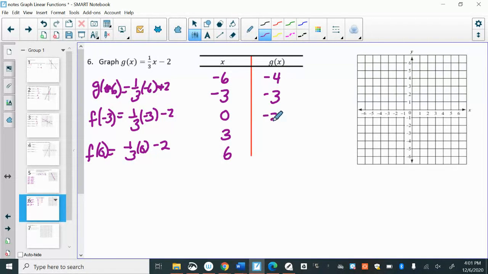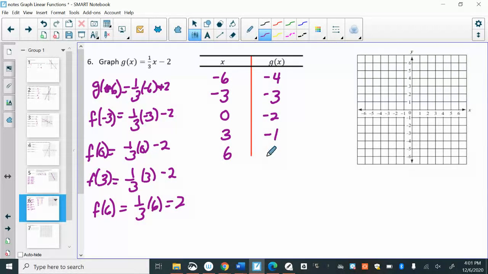You may kind of catch on to the pattern that's taking place. It is linear, so there should be a pattern. What do we do? G of 3, so 1/3 times 3 minus 2, so it's 1 minus 2, that's -1. The last one I'm choosing is g of 6. It's going to get me 2 minus 2, that is 0. Go ahead, plot your points: -6, -4; -3, -3; 0, -2; 3, -1; and 6, 0. I can see that those are definitely in a straight line. These are linear. If you don't get a straight line, you made a boo-boo. And you make a graph.